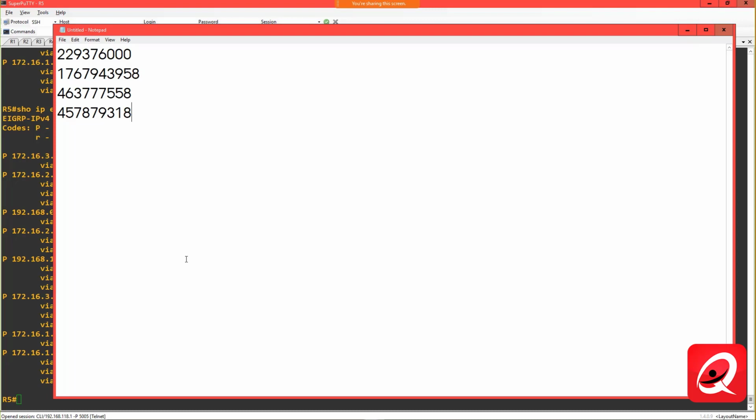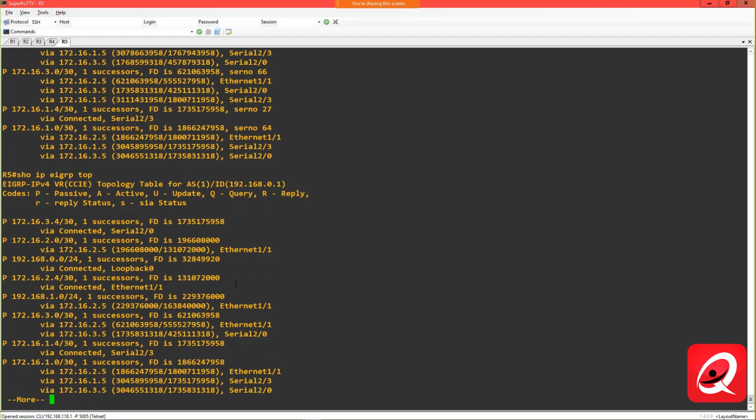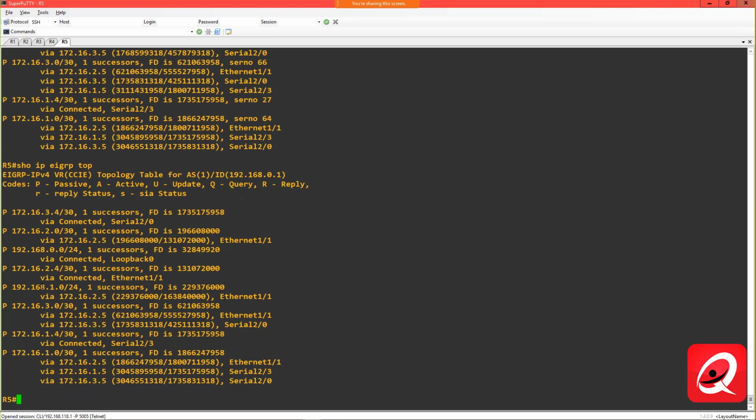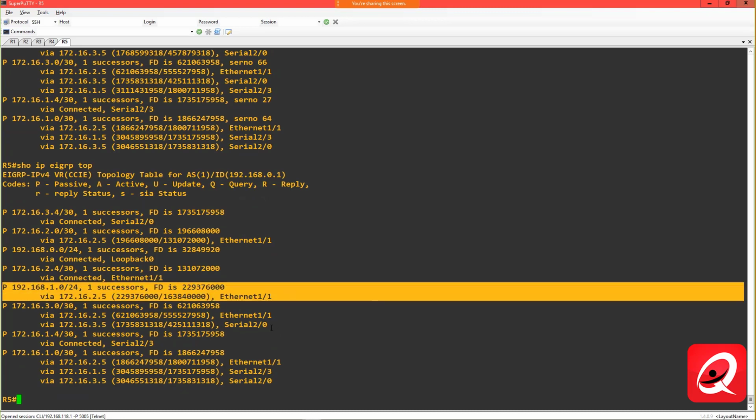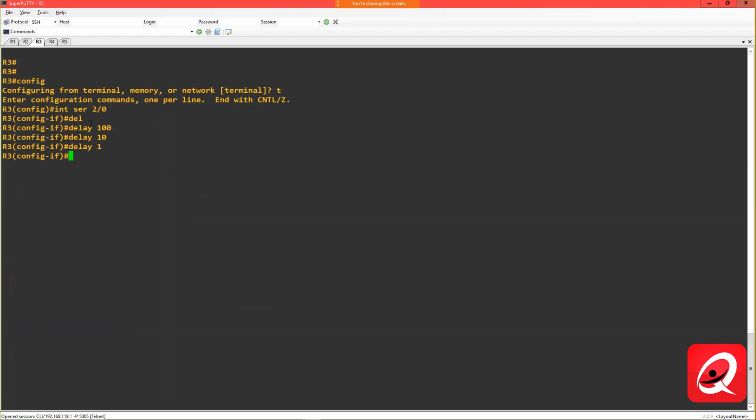And that actually is kind of interesting. Hold on one second, guys. So in this case, we're kind of stuck because we can't change the delay to a low enough value to make that particular route a feasible successor. And we can always see that again by doing a show IP EIGRP topology, because what's going to be listed in this output is a successor and feasible successor. So now let me go back to router 3 and get rid of that delay.